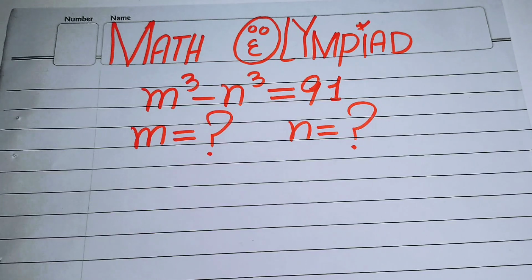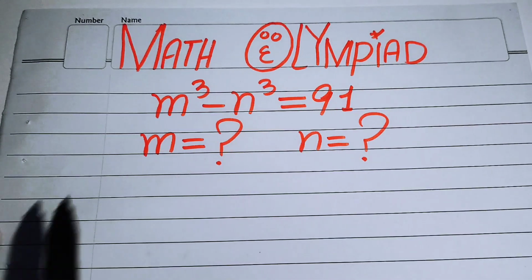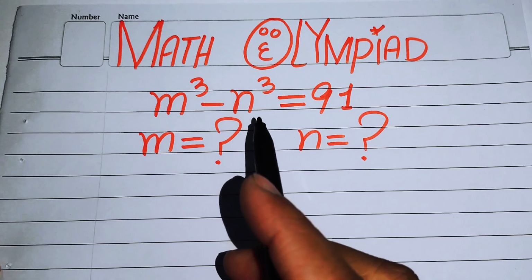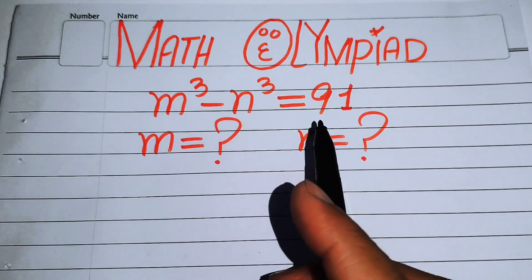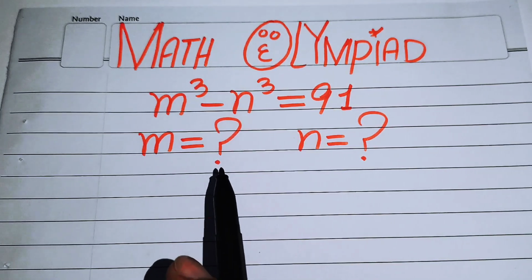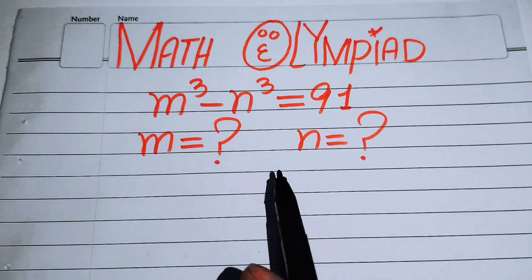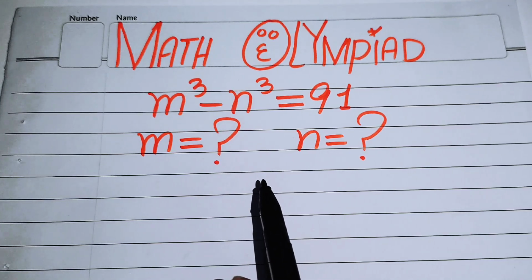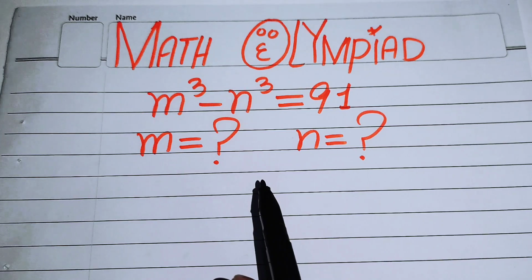In this video we are going to solve this nice algebra problem, and here we have m cubed minus n cubed equals 91, and we will solve this problem for the values of m and n. Here I can solve this problem in a very unique method.